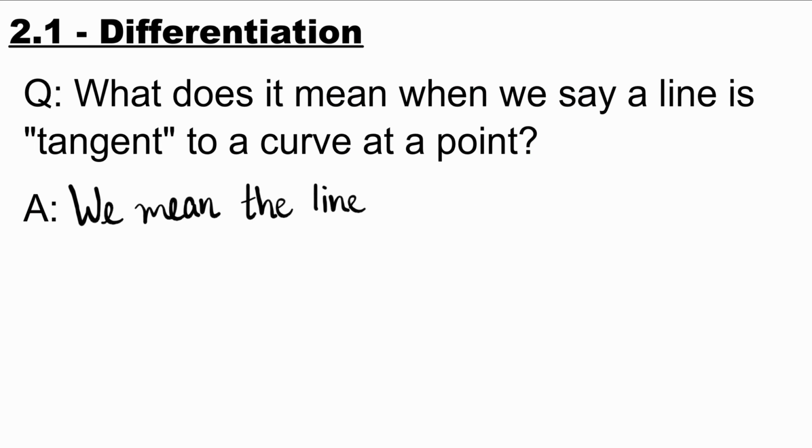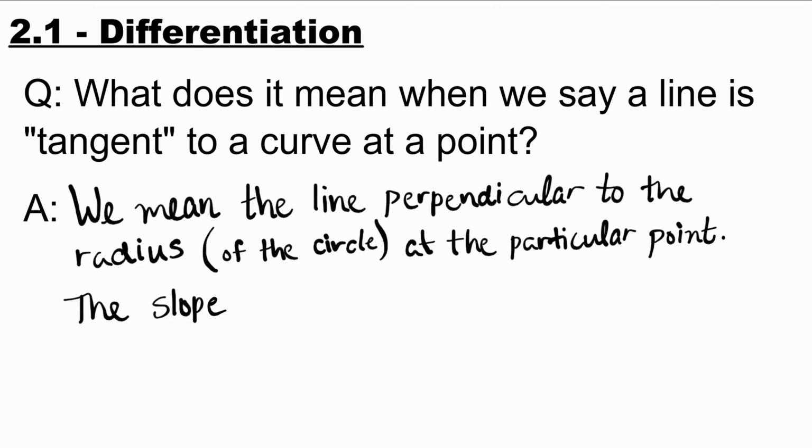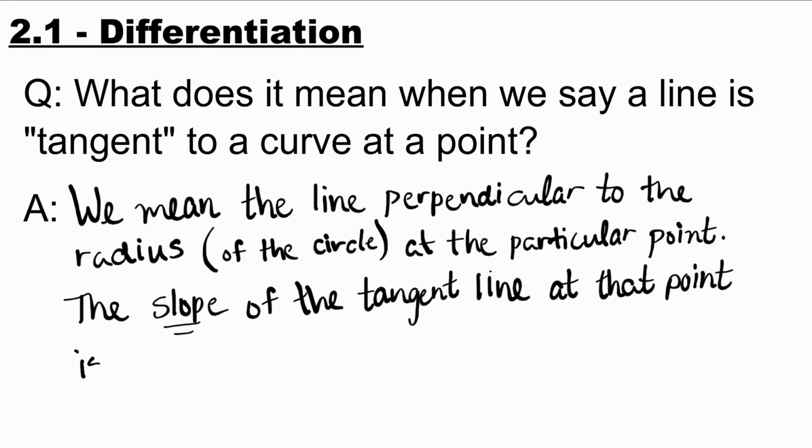So what does it mean when we say a line is tangent to a point on a curve? We mean the line perpendicular to the radius of the circle at that particular point. The slope of the tangent line at that point is the limit as delta x approaches 0 of the secant line slope.